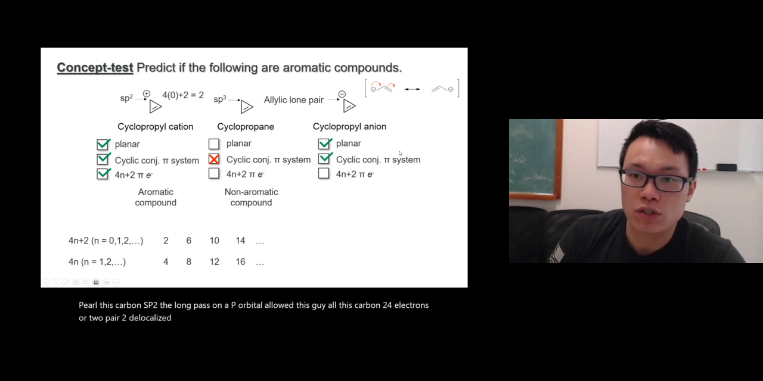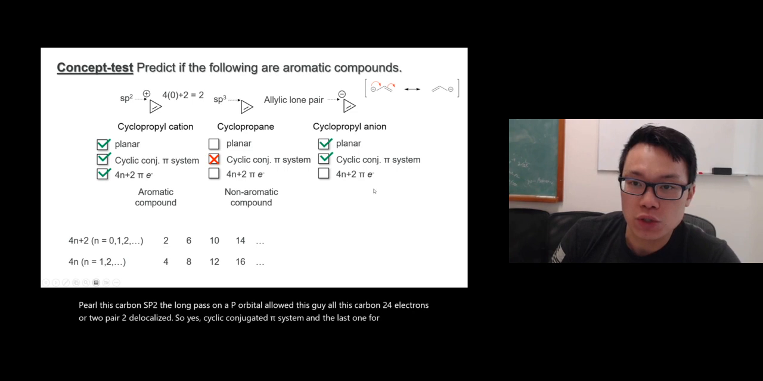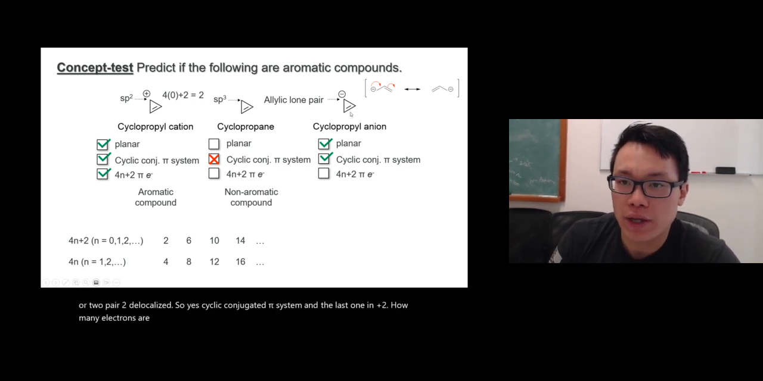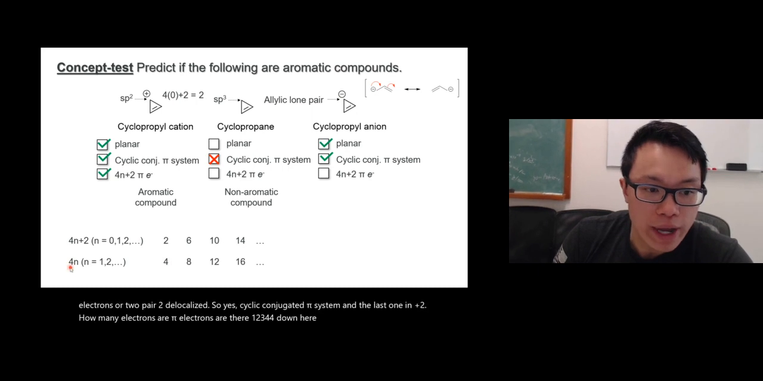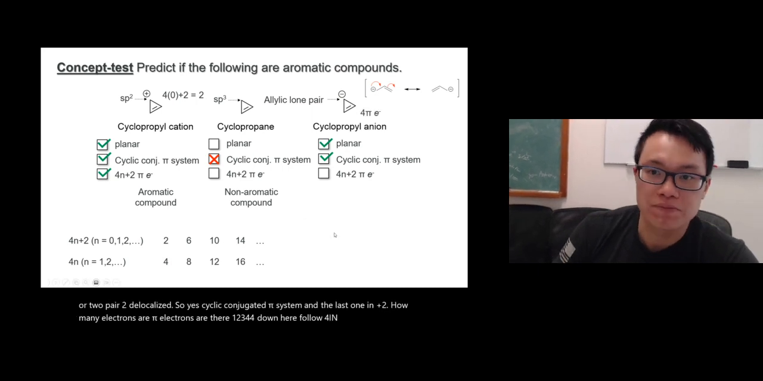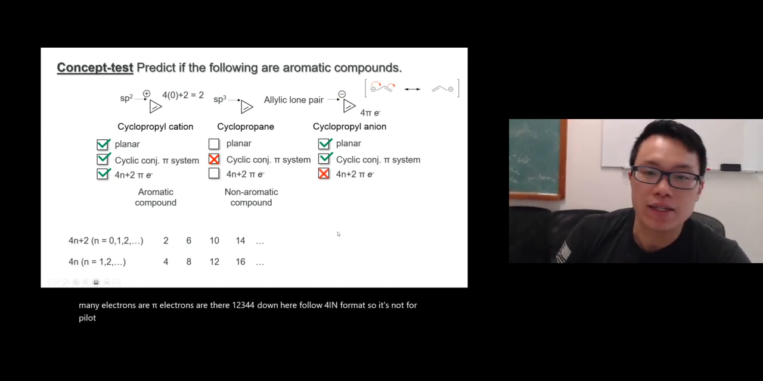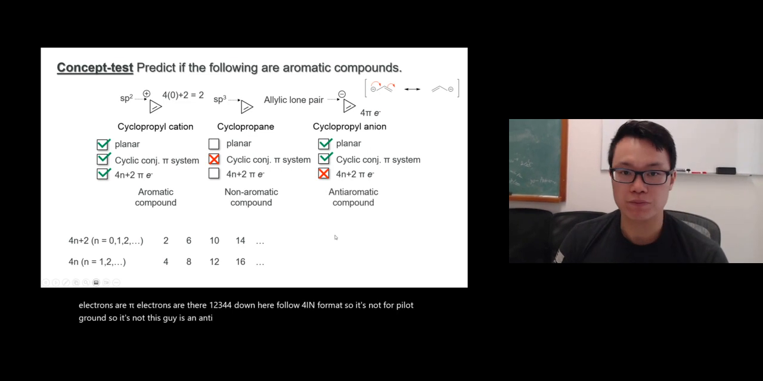So yes, cyclic conjugated pi system. And the last one, 4n+2. How many pi electrons are there? 1, 2, 3, 4. Four follows the 4n format, so it's not 4n+2. This is an anti-aromatic compound.